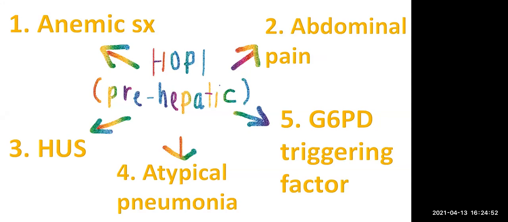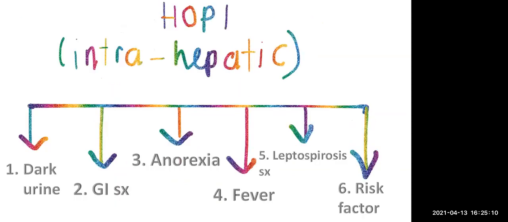For atypical pneumonia, you can ask about symptoms of pneumonia itself: fever, cough, shortness of breath, and also chest pain. And lastly, G6PD triggering factors, for example, fava bean consumption, medication, and also infection can trigger G6PD. So these are the pre-hepatic questions.